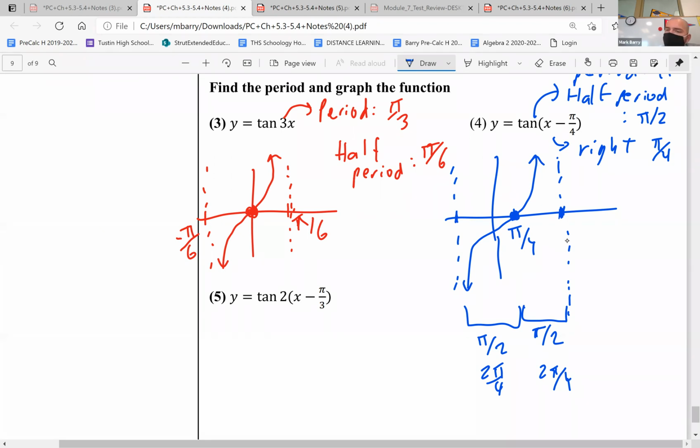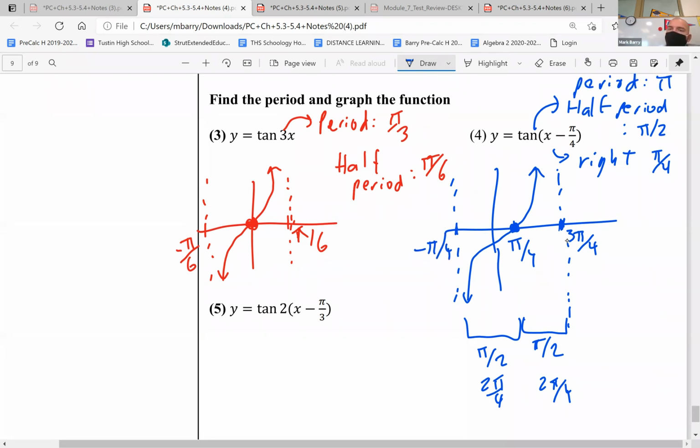So if I have pi over 4 plus 2 pi over 4, that means this one's at 3 pi over 4. If I have pi over 4 minus 2 pi over 4, that means this one's going to be negative pi over 4. Just find that half period, find that middle spot, add the half period to the right, subtract the half period to the left. There's your asymptotes, okay? Draw the graph. Cool.